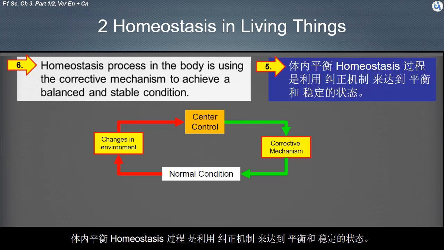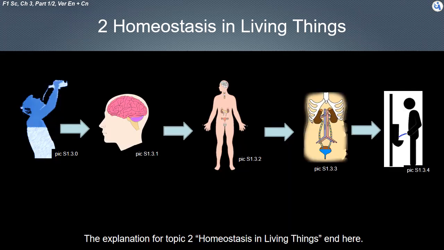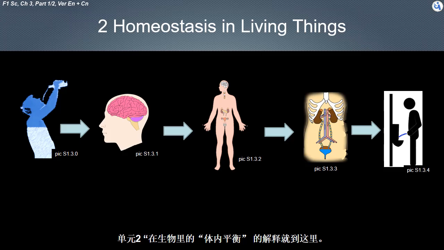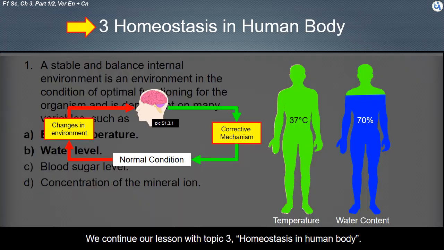Homeostasis process in the body is using the corrective mechanism to achieve a balanced and stable condition. The explanation for topic 2, homeostasis in living things, ends here. We continue our lesson with topic 3, homeostasis in human body.